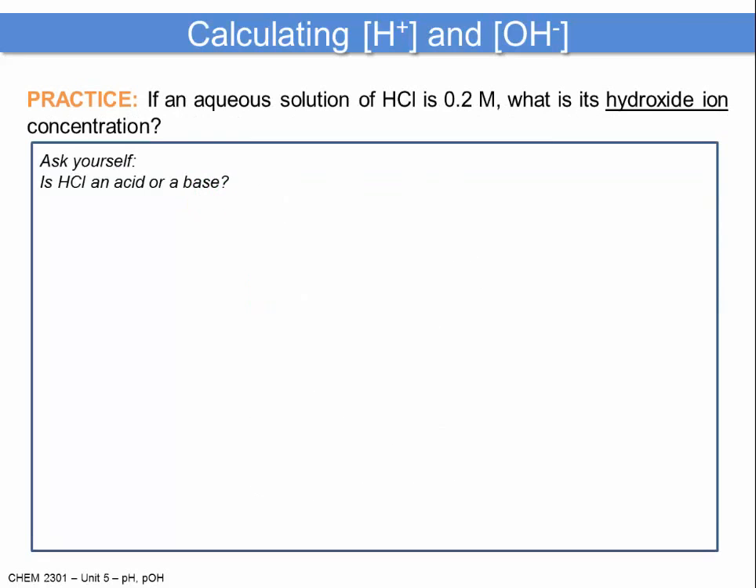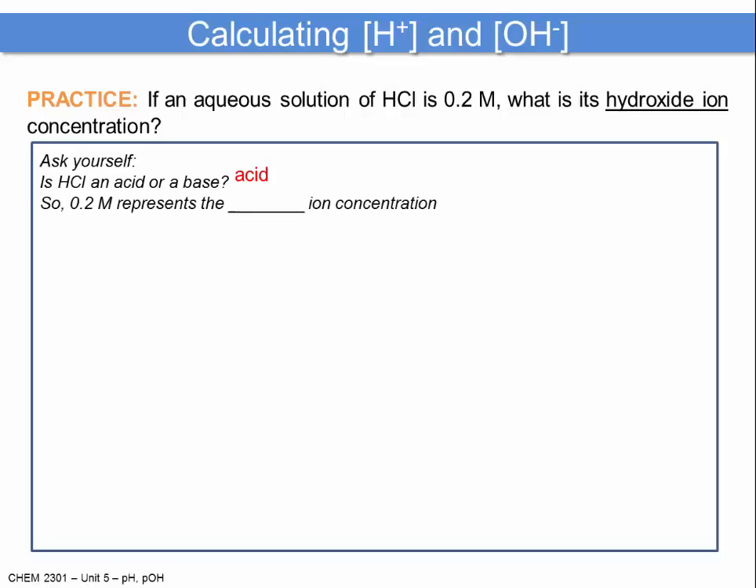Another type of question that we might come across is one like this. If an aqueous solution of HCl is 0.2 molar, what is its hydroxide ion concentration? The first thing we need to do is ask ourselves, is HCl an acid or a base? Since the HCl has hydrogen within it and no oxygen, there's no hydroxide ions here. We can see that if it were to dissolve in water, it would give off the hydrogen as hydrogen ions, therefore defining it as an acid. So what is its hydroxide ion concentration then?